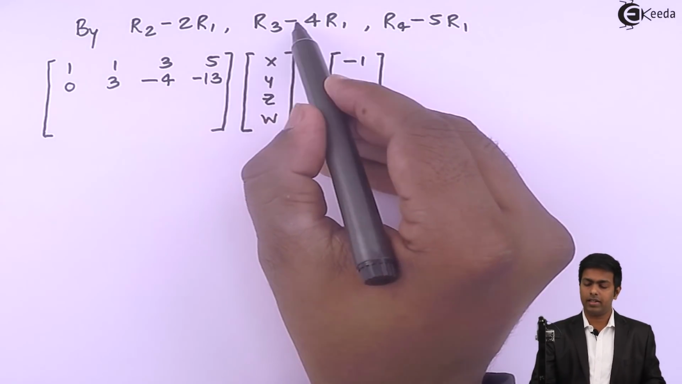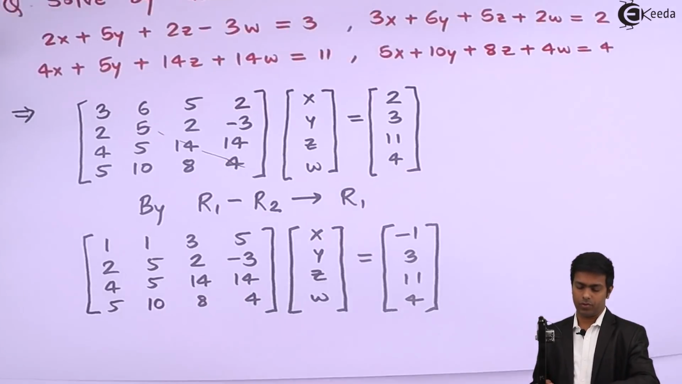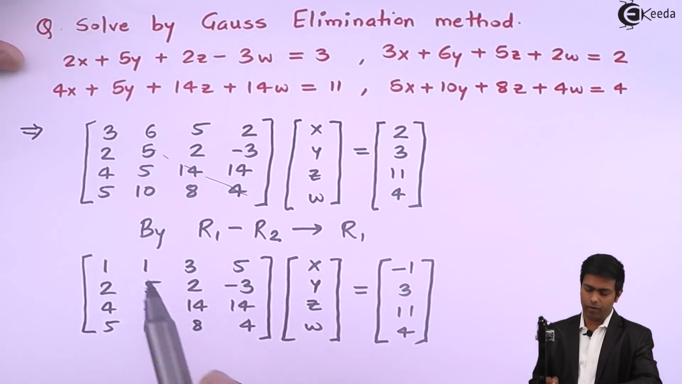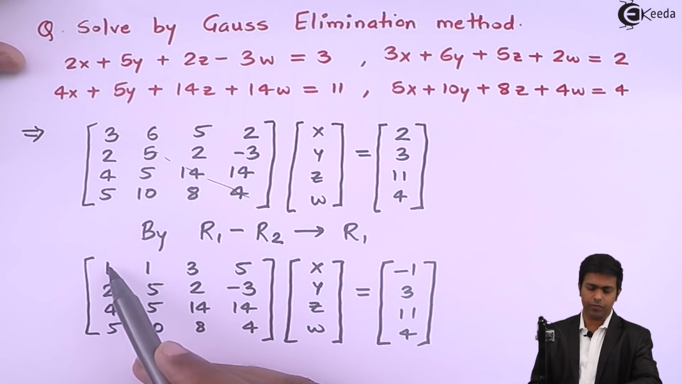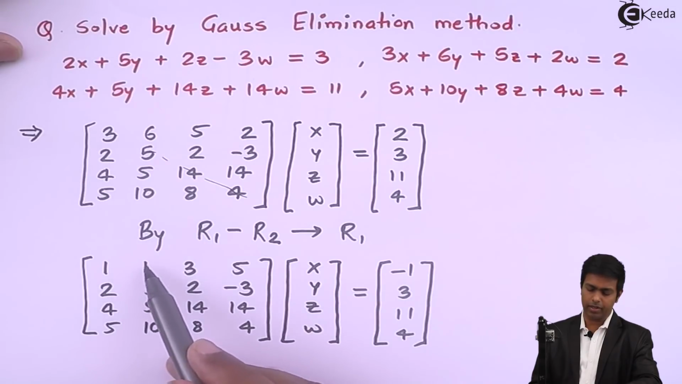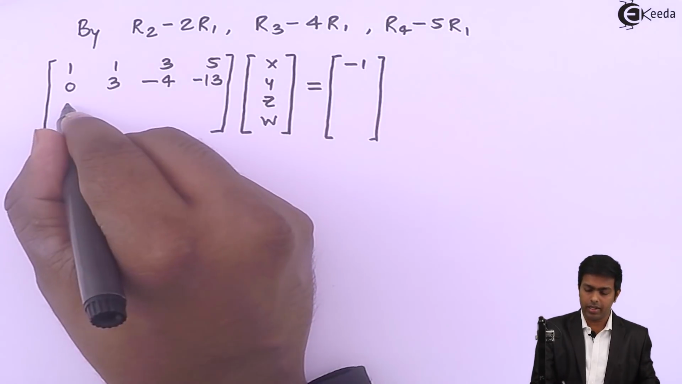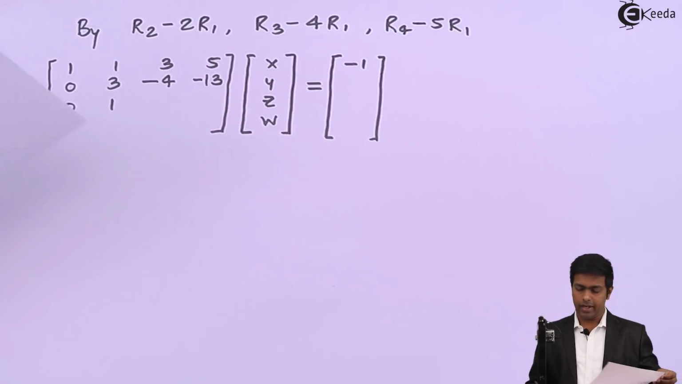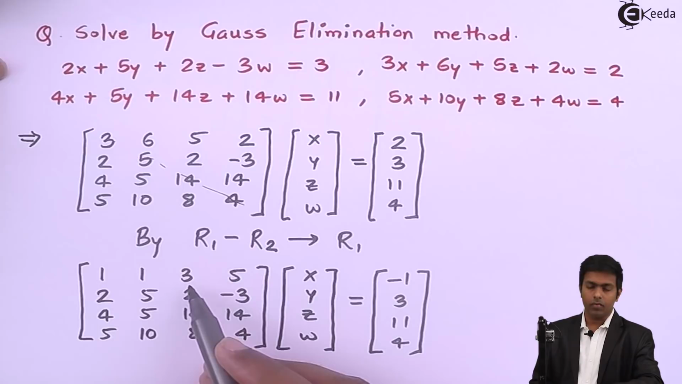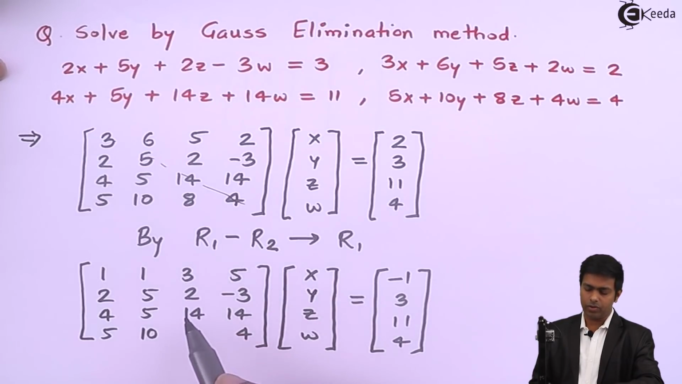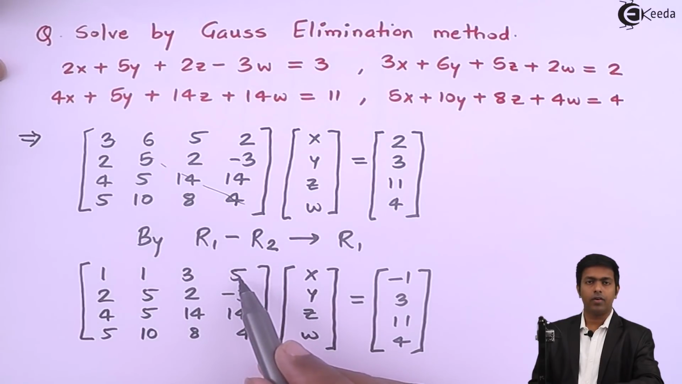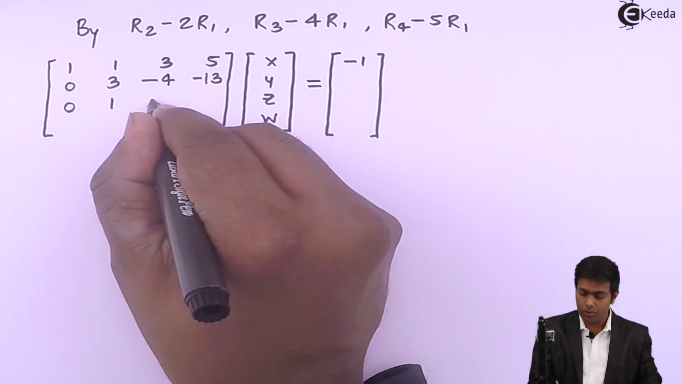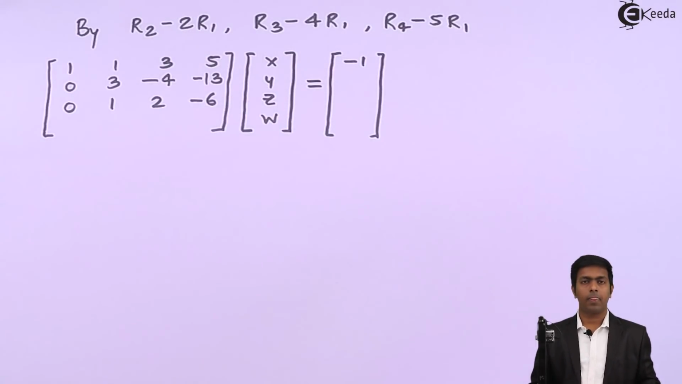Next we will do R3 minus 4 times R1. So 4 times 1 will become 4 and 4 minus 4 is 0. Here 5 minus 4, that is 1. Here I will say it is 0, then 1. Next, 4 times of this 3 is 12, so 14 minus 12, that is 2, and here 4 times 5 is 20, so 14 minus 20 is minus 6. So we will get 2 and minus 6.